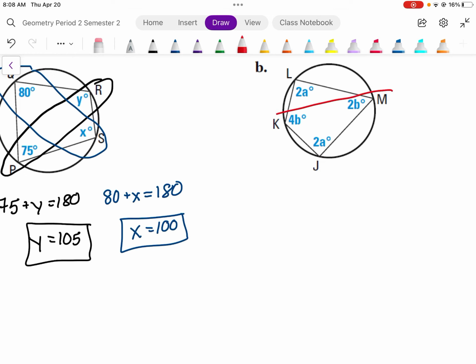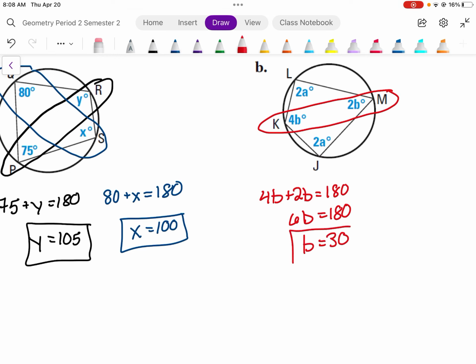Looking at our next diagram, we have two opposite angles, 4b and 2b. We can add those together, and again, they have to equal 180. Combining our like terms, we'll get 6b equals 180, and if you divide by 6 here, you would end up with 30 being your answer.